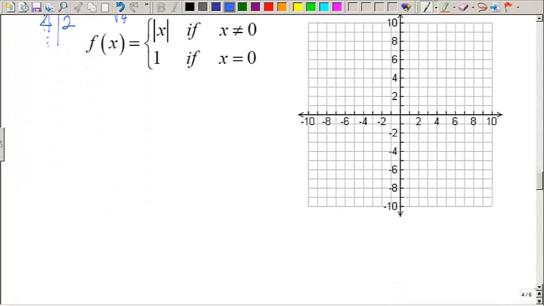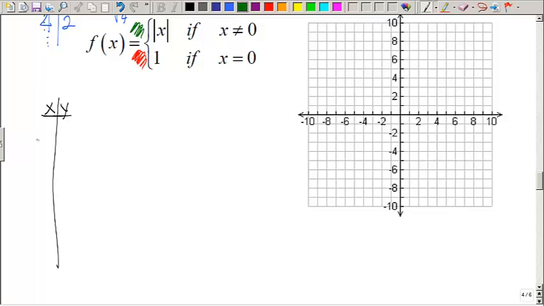Our last example has 2 pieces. All you do is green again and red again. But notice that my domain is a little bit different than before. x is not equal to 0 and x is equal to 0. So all values that are not equal to 0 are going to lie in my green piece. And the only piece that is going to be in my red is the value at 0.